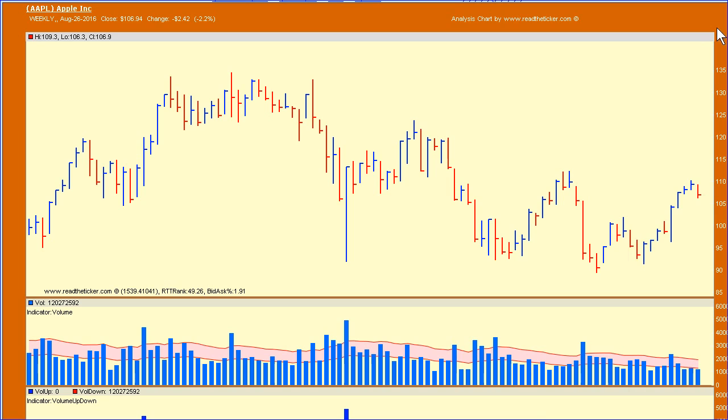Just expanding on a bit more. Here we've got the weekly Apple chart. Blue bars are higher closes, the red bars are lower closes. We have the readtheticker.com site, the chart ID number, the RTT trend rank at 49, and the bid ask 1.91, which is the spread between the bid and ask of the closest option strike prices to that price there. That's a tight option spread.